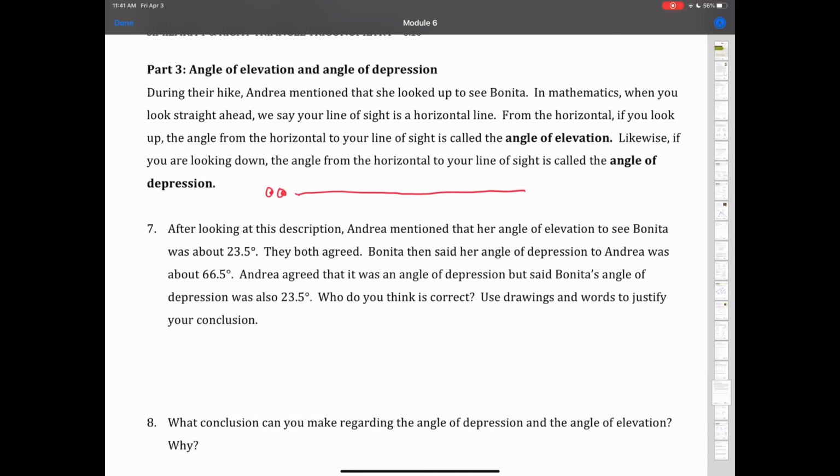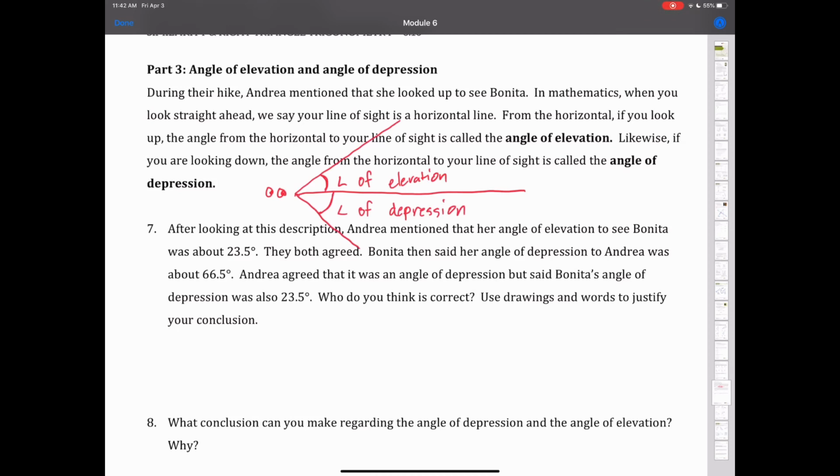Okay? And what we say is that if we look up like this, that is considered an angle of elevation. Okay? So looking up from horizontal is the angle of elevation. And if we're looking down, this is the angle of depression. So think about elevation as upward and depression as downward from the horizon.